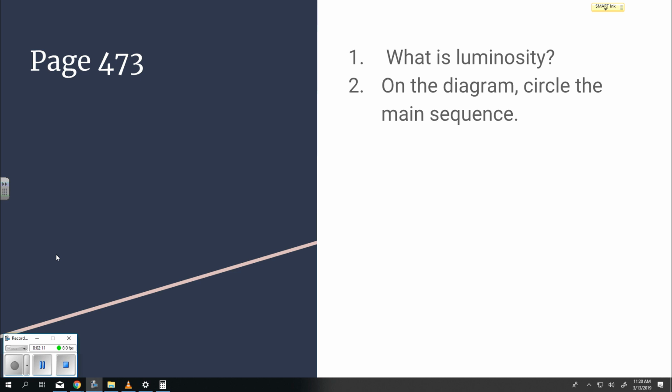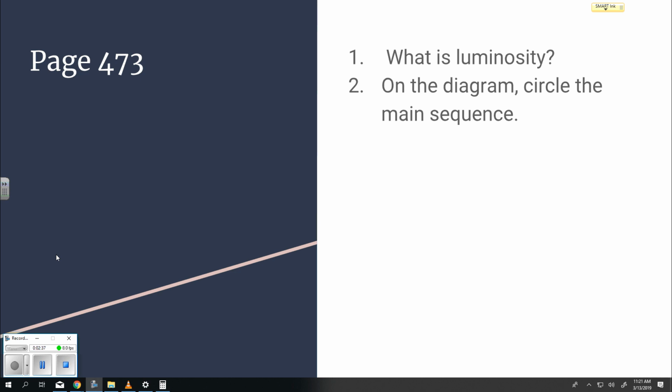Continue highlighting. Stars in this band are called main sequence stars or dwarfs. Continue highlighting. The Sun is a main sequence star. Under the diagram, highlight, cool, dim, red stars are in the lower right. Hot, bright blue stars are in the upper left.